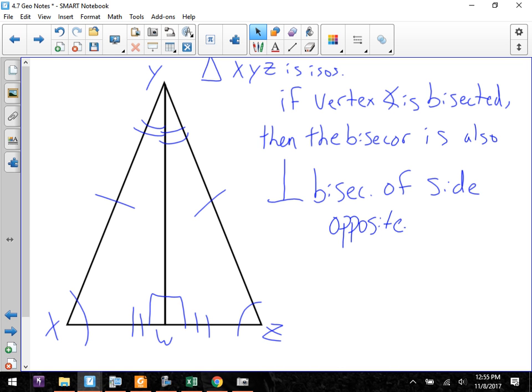Is an equilateral triangle an isosceles triangle? Yes. Oh yeah, it's a fancy one. It's a fancy one. Okay? But is an isosceles triangle an equilateral triangle? No. It's like the idea that a square is a rectangle, but a rectangle isn't a square. Kind of. We'll get to that too. Don't worry.